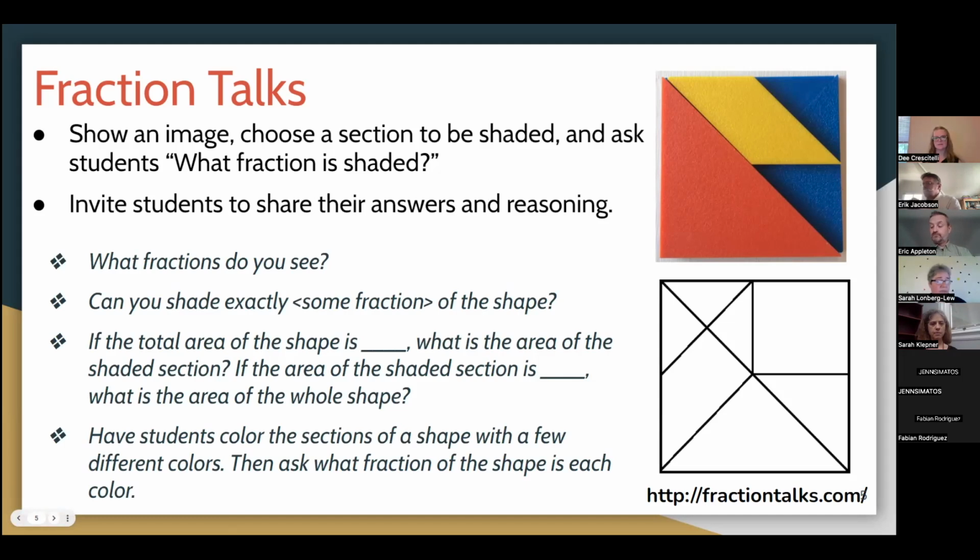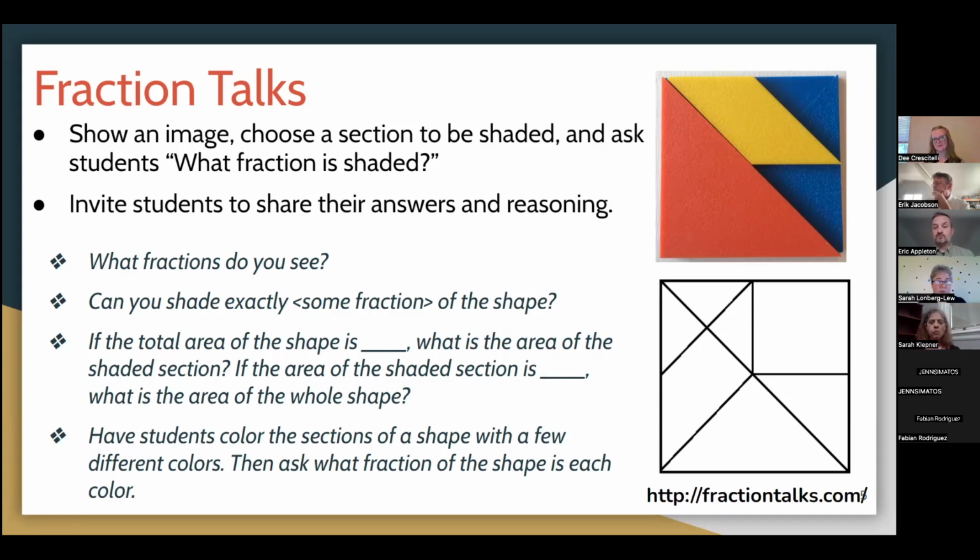So let me give some examples of other kinds of questions you can ask with the fraction talk. Like I said, what fractions do you see? But I could also ask, can you shade exactly, and I could pick a fraction, like in what ways could you shade exactly half of this shape? In what ways could you shade exactly a fourth of this shape? You could see how something like that might elicit different kinds of thinking, different kinds of reasoning than that first open question.